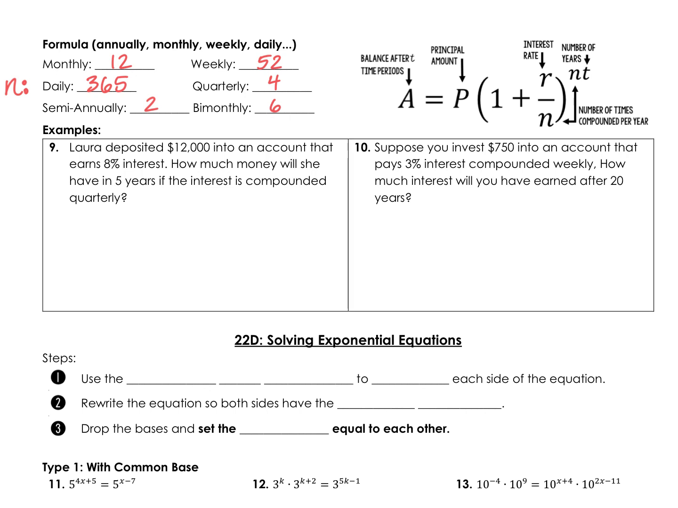Okay, Laura deposited $12,000, that's her starting amount, into an account that earns 8% interest. How much money will she have in 5 years? If the interest is compounded quarterly, what's n? 4. What's the rate? It's 8%. So if you need to write it down, 8%, I'm going to move that decimal 2 to the left. The empty spot gets filled with a 0, so the rate is 0.08.